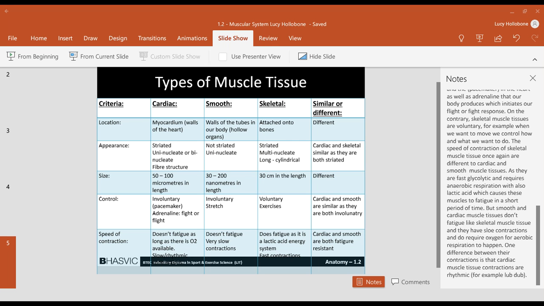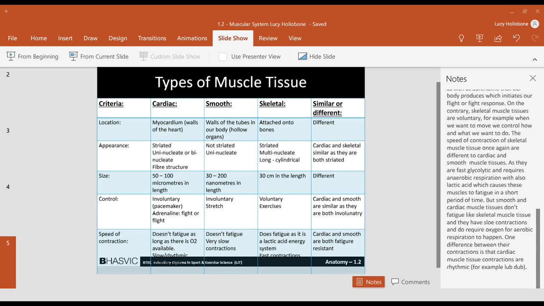One difference between their contractions is that cardiac muscle tissues contract and are rhythmic, for example, lub dub.